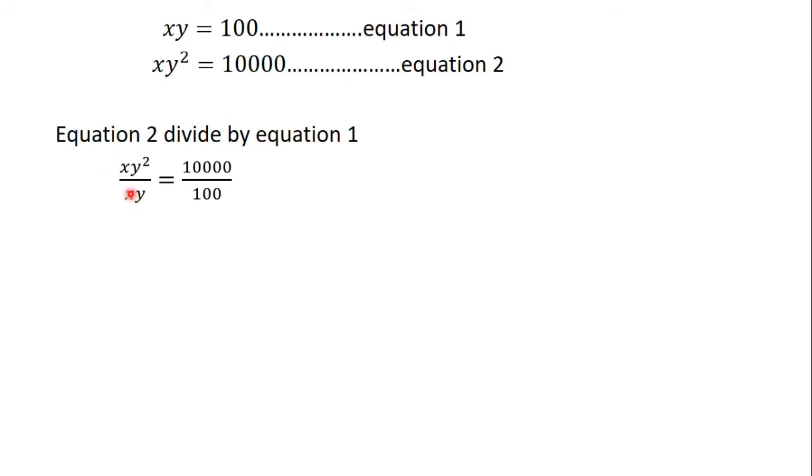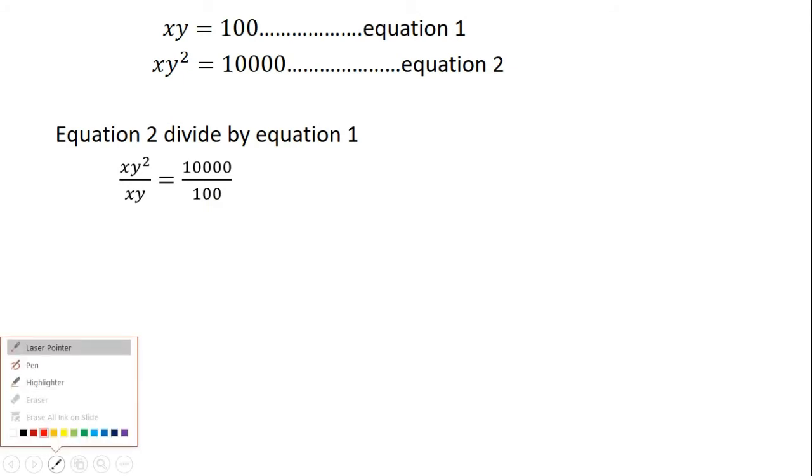And this will give us, from equation 2, xy squared on the left hand side. So xy squared divided by xy, which is what we have on the left hand side of equation 1, is equal to, on the right hand side of equation 2, 10,000, divided by, on the right hand side of equation 1, 100. So we have xy squared divided by xy is equal to 10,000 divided by 100.